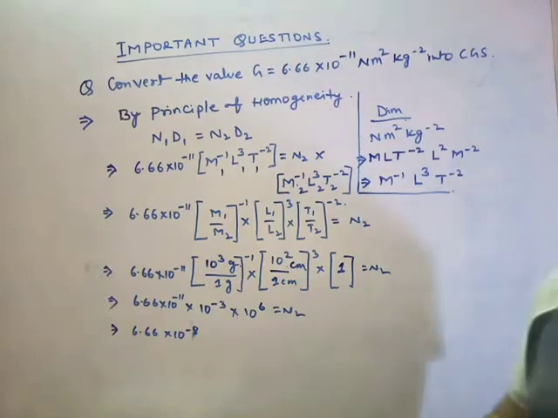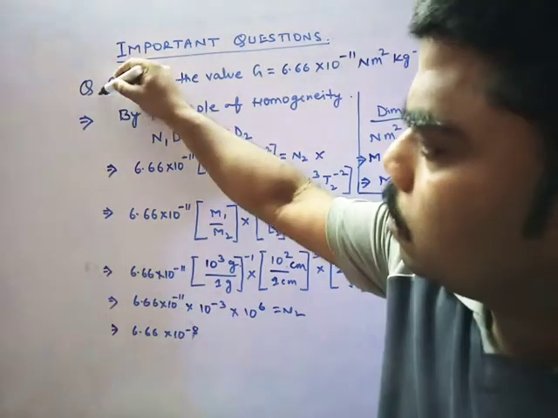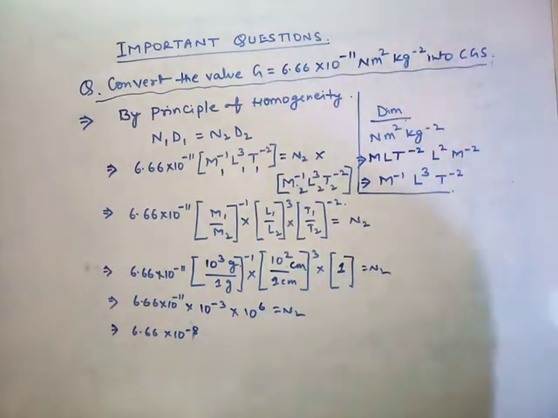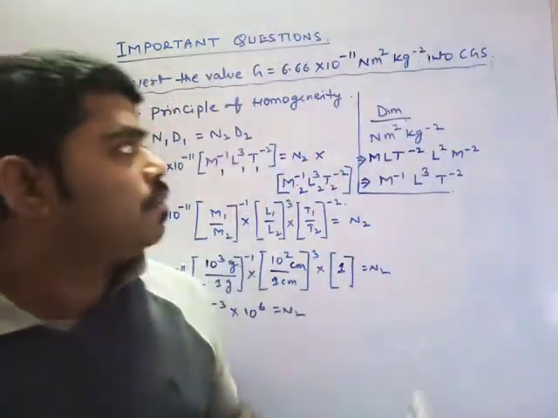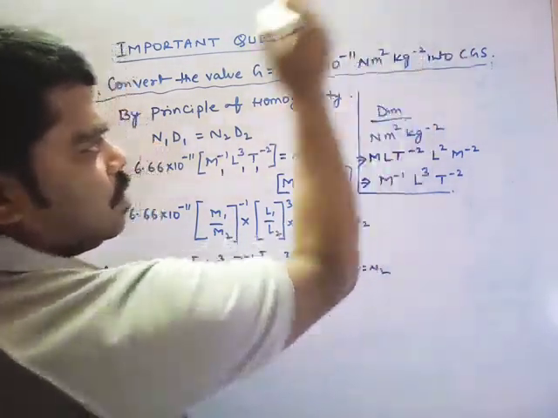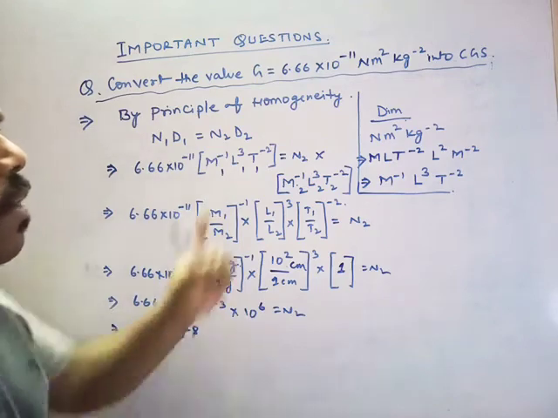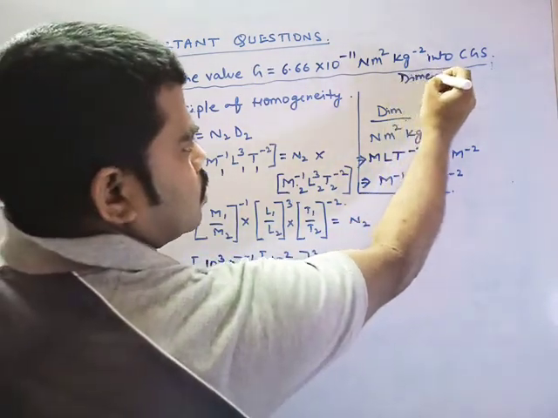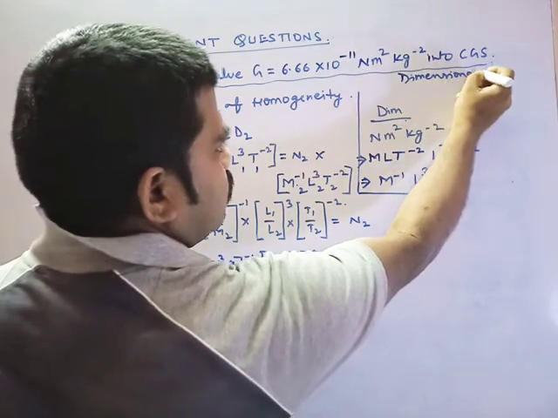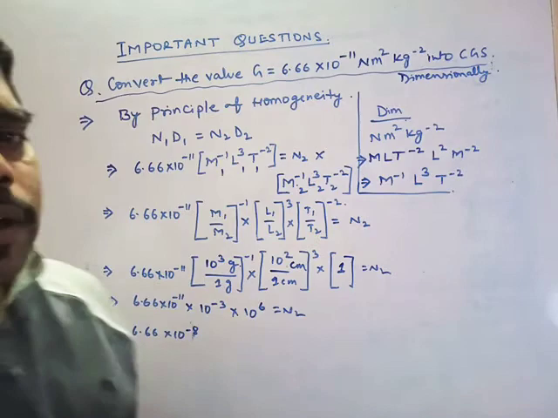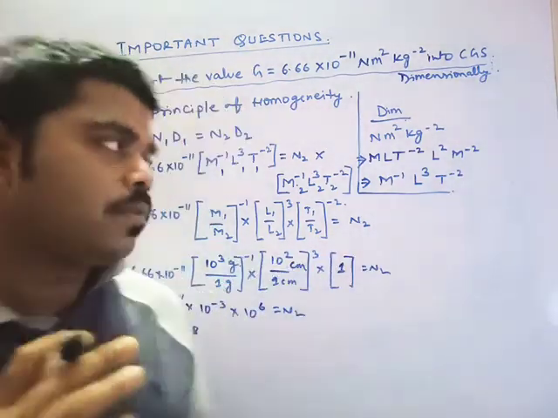Okay, another question, and the question is very simple. Convert the value of this G into CGS. You are going to convert the value of G, whatever it is given, but this is not any particular physical quantity. That is the question. But you have to convert it, definitely how? Dimensionally. They will write and mention that there also. Clear? Otherwise, you can do it in the simple form also.